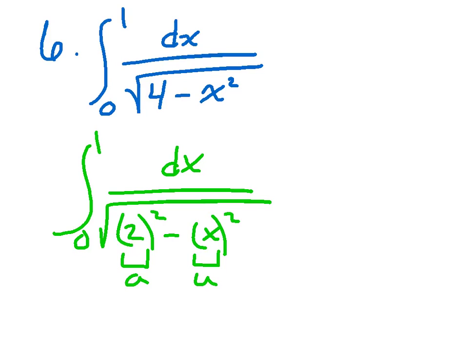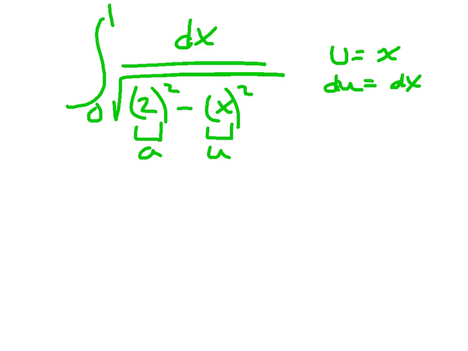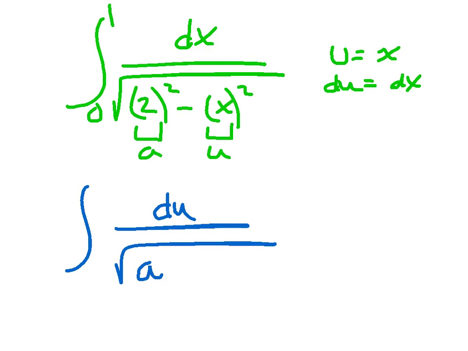I'm going to keep going, do a simple u sub. If u is equal to x, du is equal to dx. So I can substitute in my du right away. So this is a pretty nice u sub. So I've got my du over the square root of a squared minus u squared.